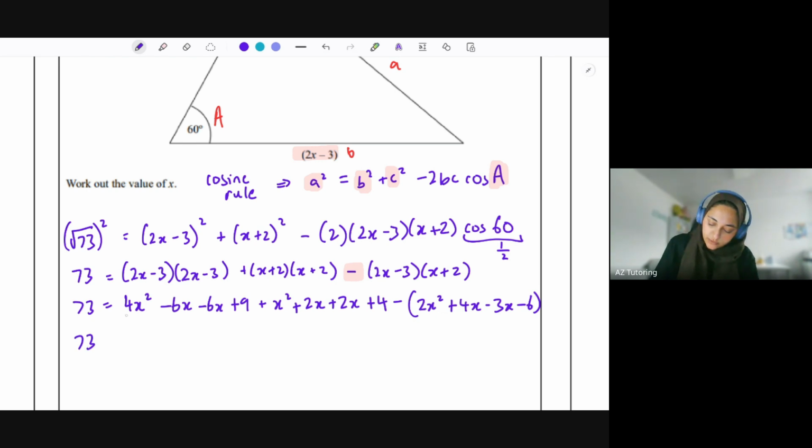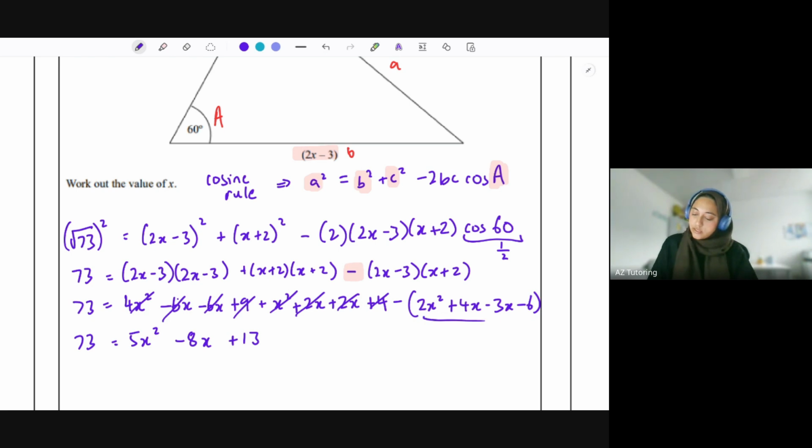Okay, let's simplify. We've got 4x squared, add x squared. I'm going to sort this out first. That is 5x squared. I've got minus 6x, so minus 6 minus 6 plus 2 plus 2. So I get minus 8x. I've got 9 add 4. So 13 for that. So that's done.